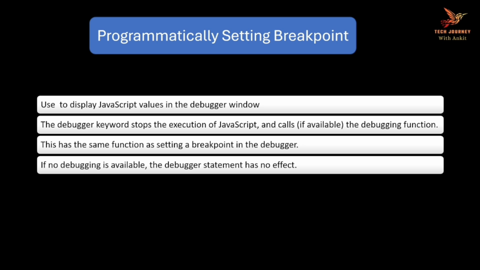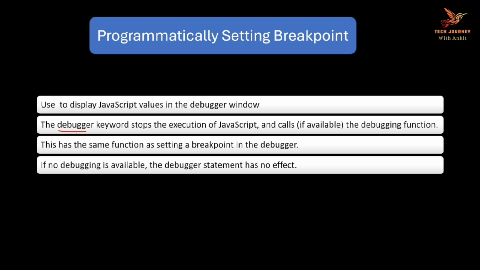Now, there's another way of setting the breakpoint, which is referred to as programmatically. You can set up the breakpoints programmatically as well. How can you do that? Whenever you have to set up the breakpoint programmatically, you have to use the debugger keyword. Whenever the debugger keyword is executing and your dev tools are open, the control will stop immediately at the debugger keyword.